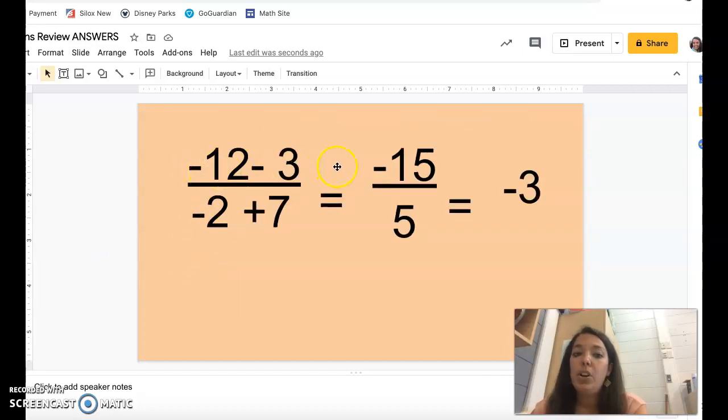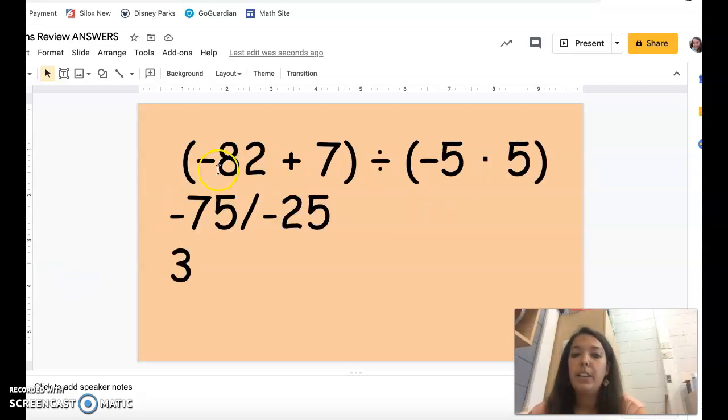On the next one, you have to solve the top and then solve the bottom in order to get two numbers to divide. So you'll add this and keep the sign of negative 15. You'll subtract 7 minus 2 and get positive 5. Negative 15 divided by positive 5 is negative 3.